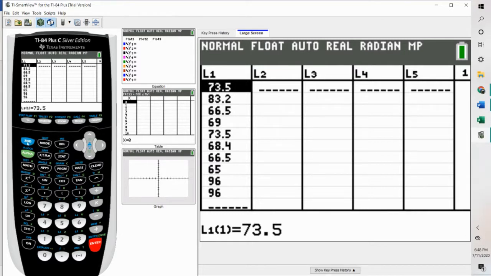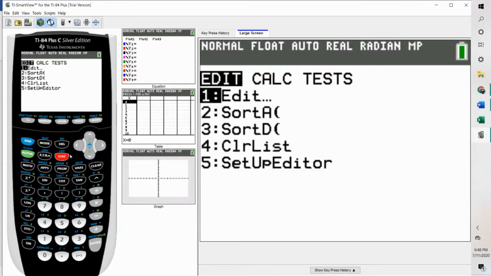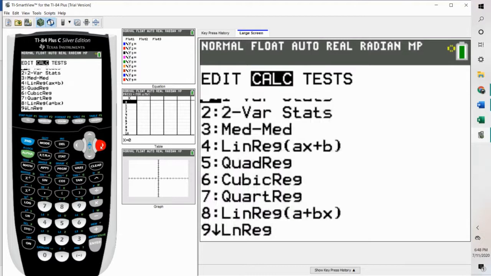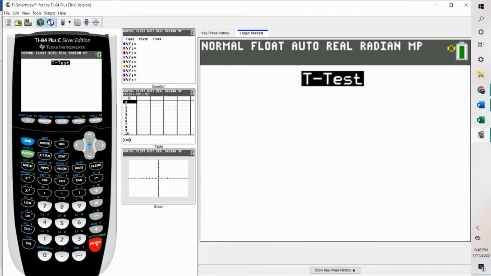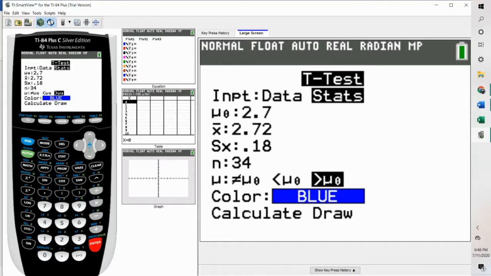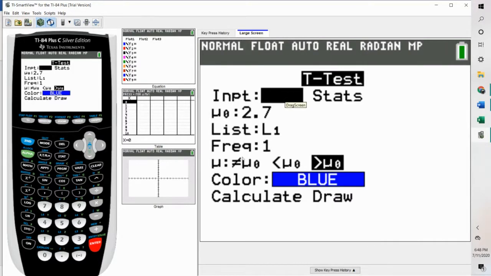Once we have that entered, second and quit, then you do the same thing. You go into stats, you go over to test, and it was also a t-test. But in this case, out of stats, we want to move over to data because we're using data. So then this changes a little. Notice it's saying what list the data is under. But we do have to fix our mean, which for this one, the population mean was 65.